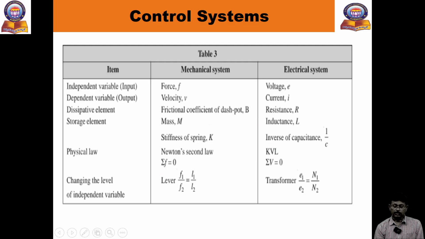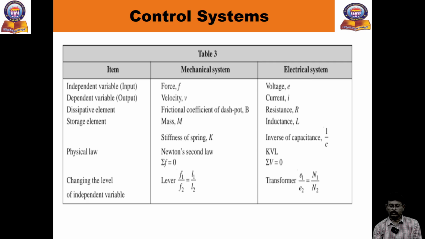Now we come to a simple table. You are comparing the terminology in mechanical systems and electrical systems. So what are the terms in the two systems? Here, independent variables, input and output. Here force is the input you are applying.